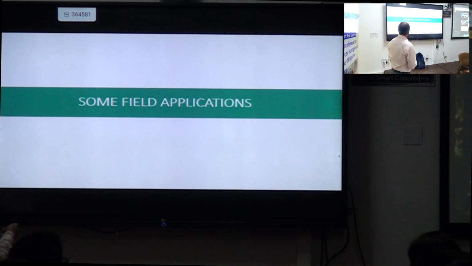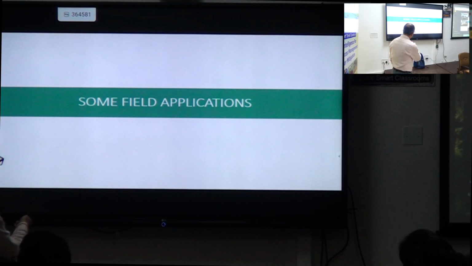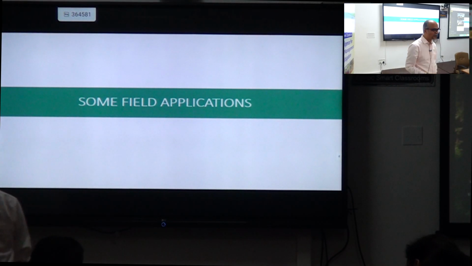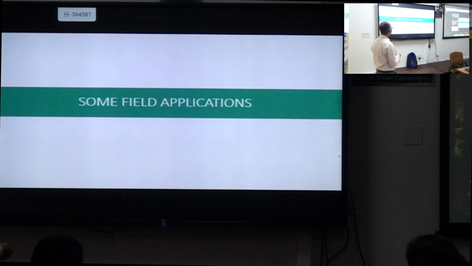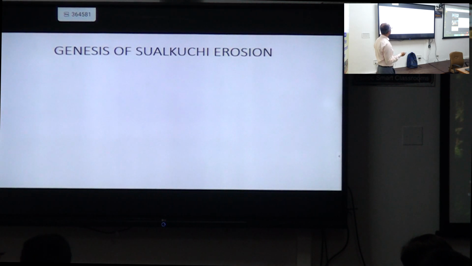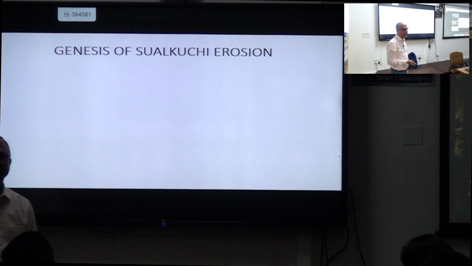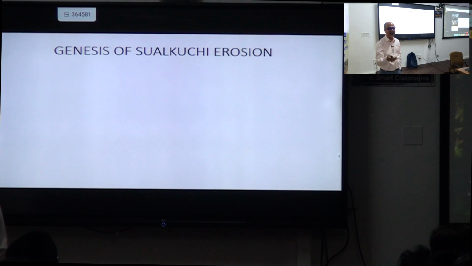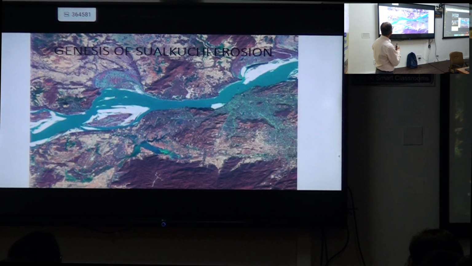Now, say field application, I'll start from long back. Now it is 2025. The system at that time was not that sophisticated. There was a severe erosion in a place called Sualkuchi, which is very famous for silk cloth. Ladies will be more interested in that. It was famous, and it is called the Manchester of the Northeast.